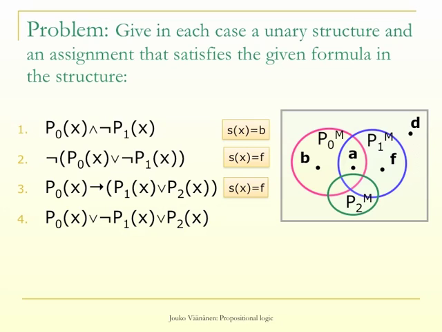Then the fourth formula. This is a disjunction of three formulas. This is extremely easy to satisfy because it's enough to satisfy just any of these. So we can take just any element of P0, any element of the complement of P1, or any element of P2. We take the easy choice. We map x to B. B is in P0. The first disjunct is true, hence the whole formula is true.